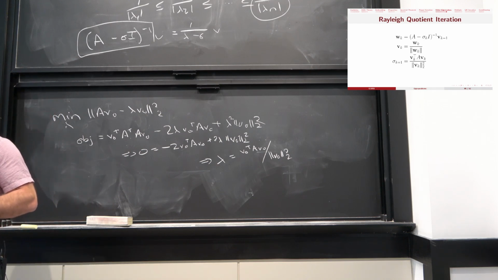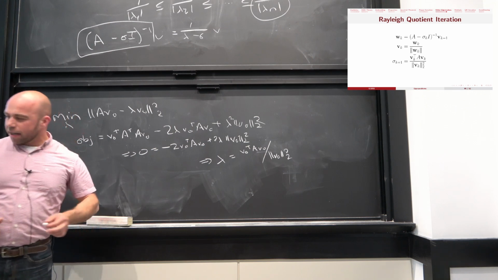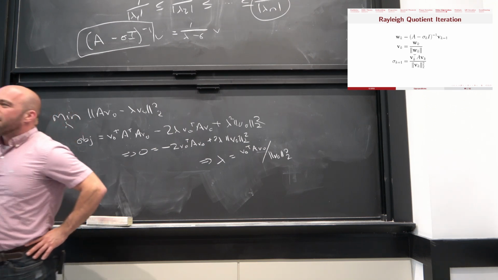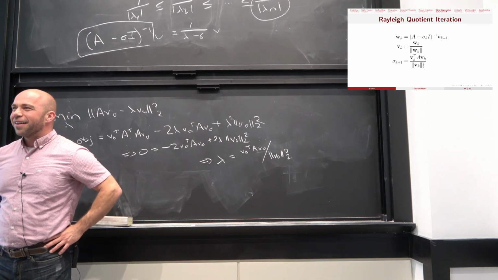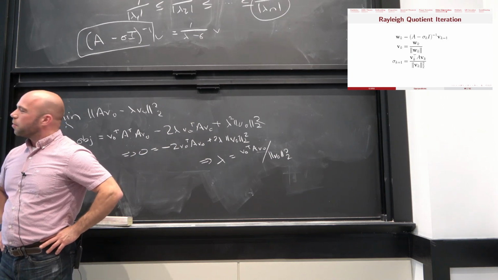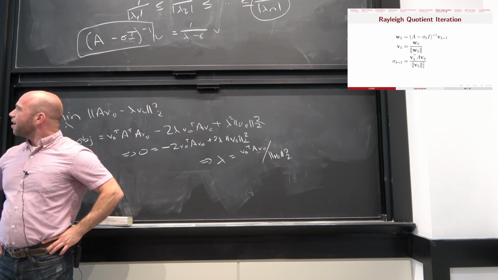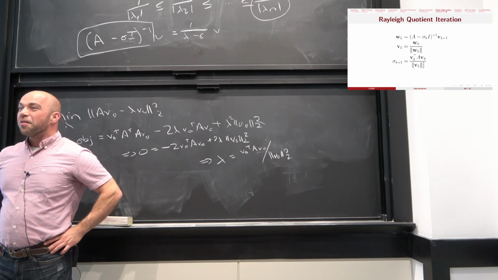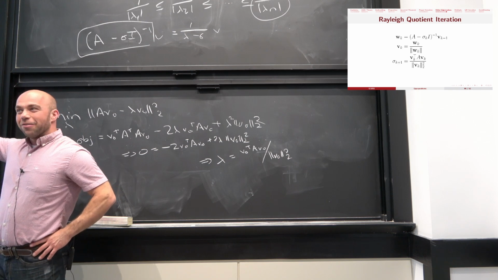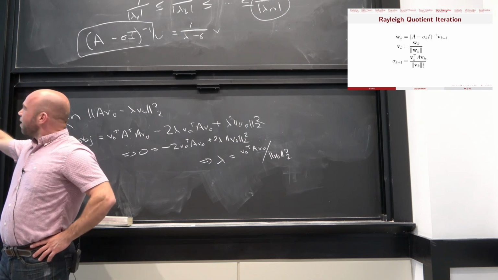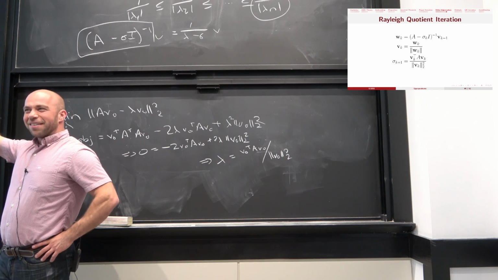Here's a problem, though. So in inverse iteration, how do we make it fast? What did we do? We did LU factorization, right? We took our matrix, we prefactored it as LU, and then we could do blazingly fast iterations. Can we do that here? No, because the matrix that we have to invert in every step is different. We change sigma all the time. So now, every iteration of this thing takes cubic time.